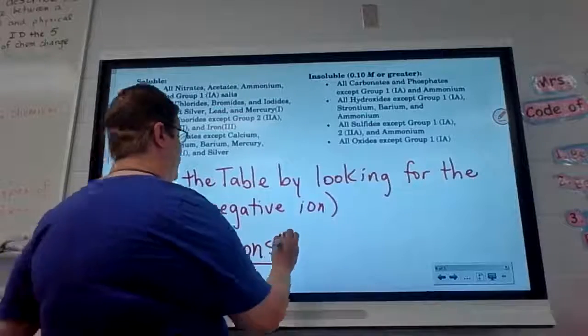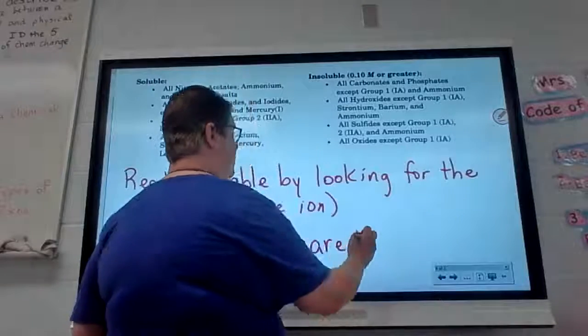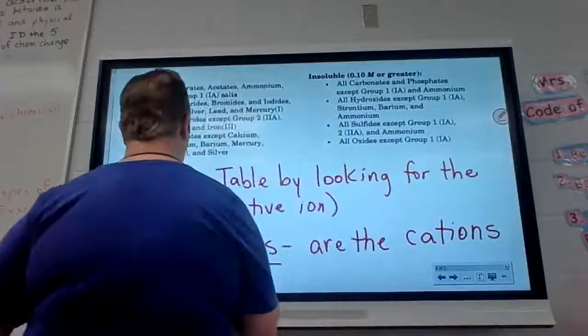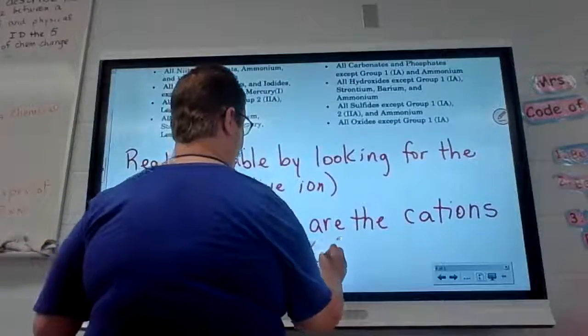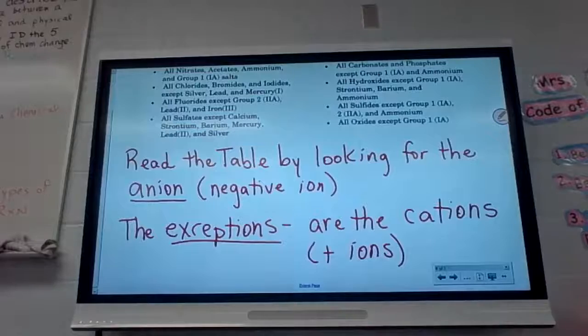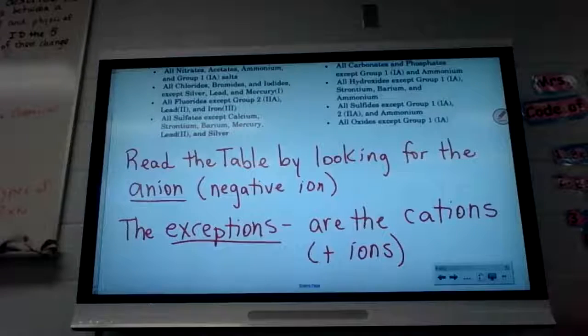The exceptions are the cations. What are the cations again? They're the positive ions. So, some of these you will notice say except blah, blah, blah. So, the exceptions are always going to be our cations. The rules are described based on the anions. Now, most of the anions are either going to be found based on the names we learned because they're in groups on the periodic table, or they're polyatomic ions.